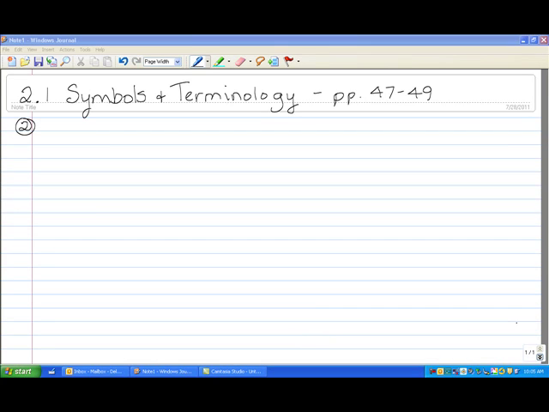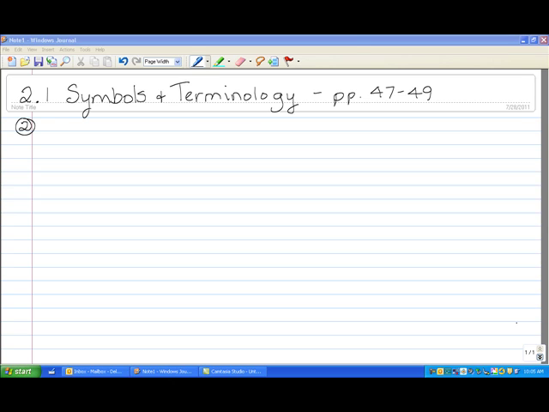Today we're working some sample problems from section 2.1 on symbols and terminology. If you're using the online textbook, you may want to print pages 47 through 49. Those are the pages on which the problems will be located. So we're beginning on page 47, and in the first group we have match each set in column 1 with the appropriate description in column 2.